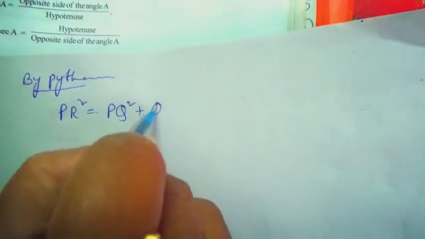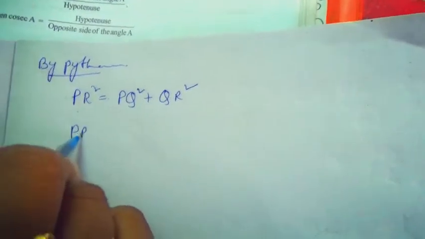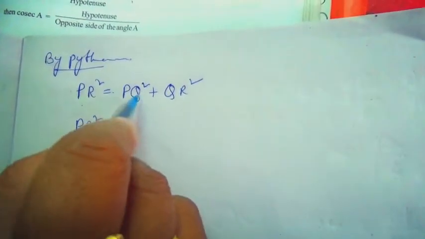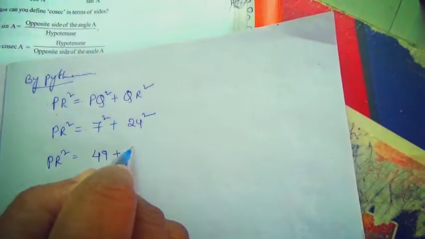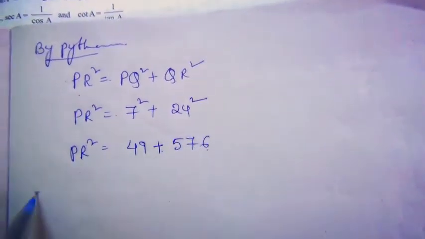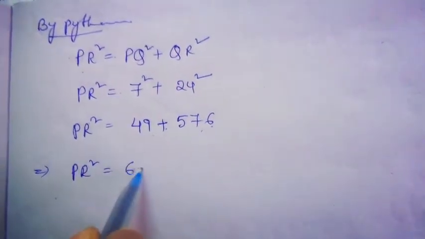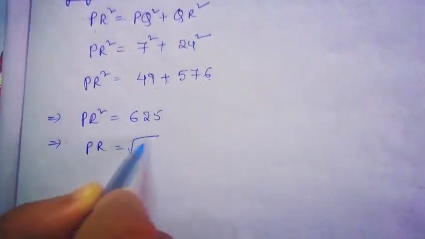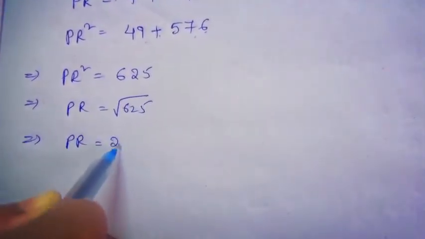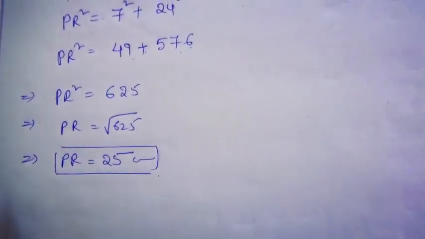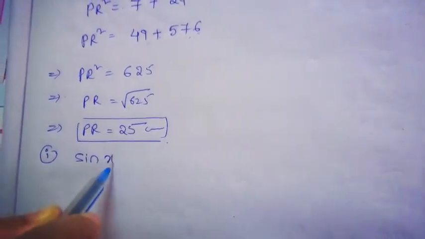First of all, by Pythagoras theorem, PR square is equal to PQ square plus QR square. PQ square is 7 square plus QR square is 24 square. So PR square is equal to 49 plus 576. That implies PR square is equal to, when you add this, 625. So PR is equal to square root of 625, that is PR is equal to 25 centimeters. So here we have to find out, the first one is sin x. What is sin x?